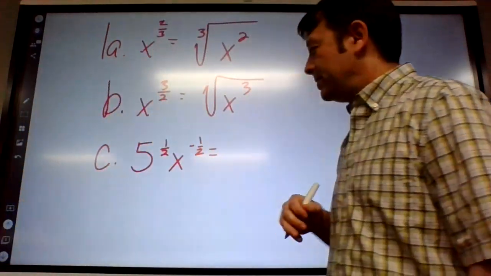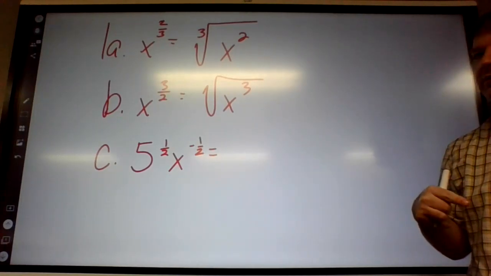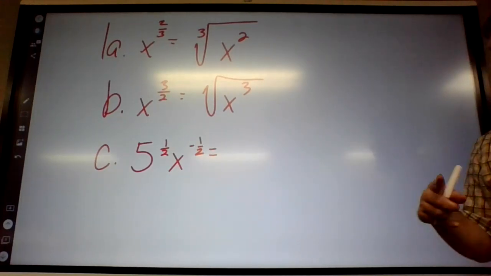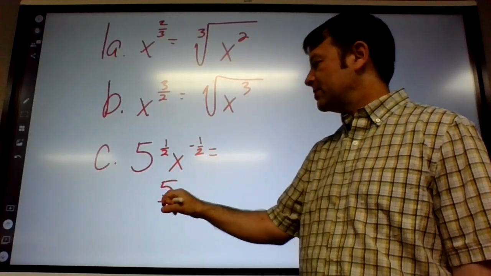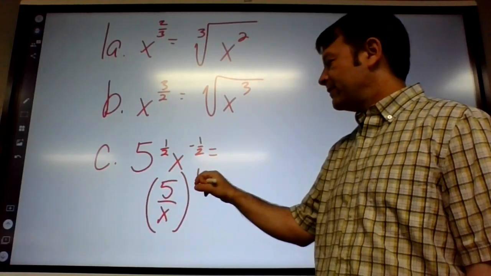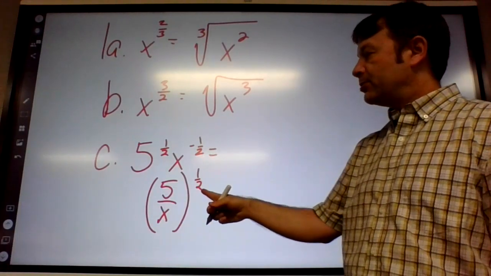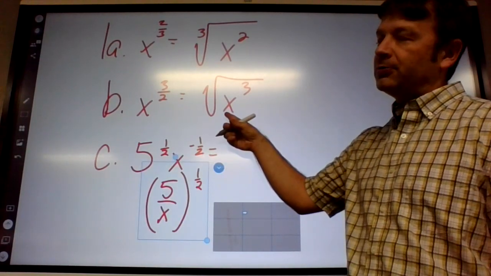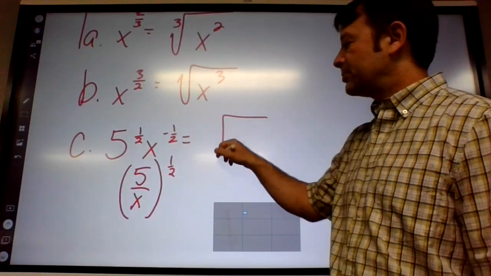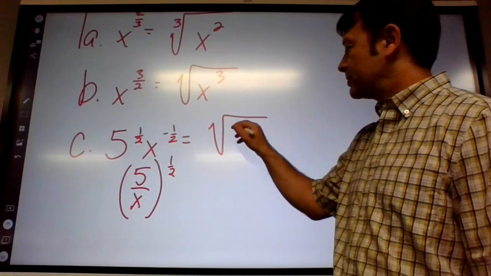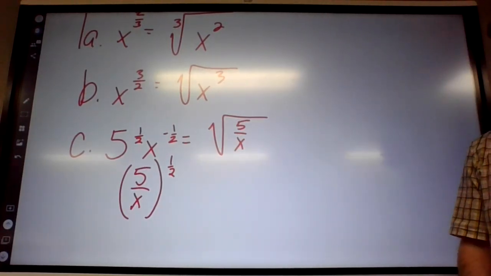Okay, on C, what does a negative exponent do? It puts it on the bottom. So this is like 5 over x to the 1/2. You guys follow that? The x is on the bottom, but what's the 1/2 power in radical form? Square root of 5 over x. The second root, the first power. The first power doesn't really do anything.